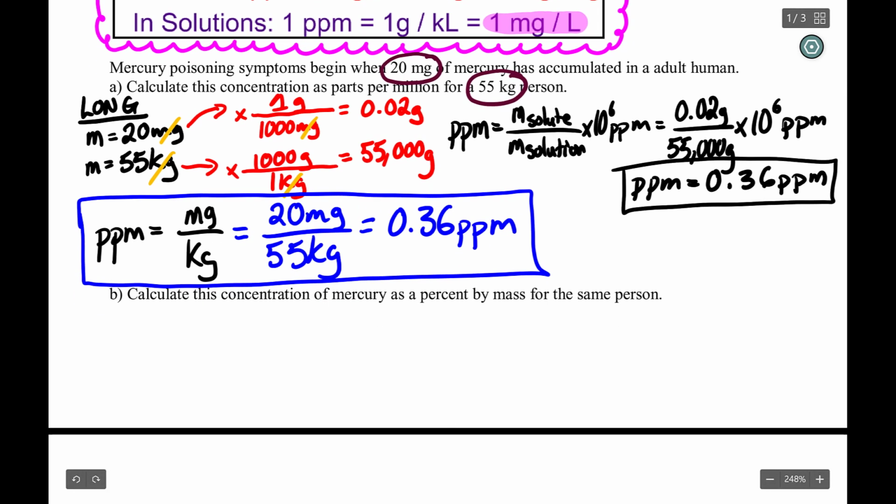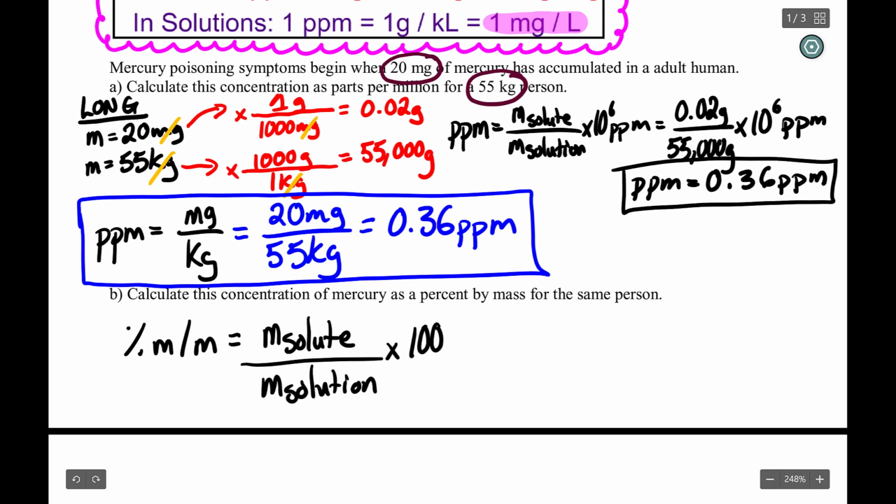So question B here, we're still using the same stuff. It just says calculate this as a percent by mass for the same person. The reason we're doing this question is to show how similar the 2 equations are. I've already converted both of these units into grams, so that's done for us. I'm going to bring those numbers down. The only difference in the equation is I'm going to multiply by 100 rather than multiplying by a million. So mass percent is the mass of the solute divided by the mass of the solution multiplied by 100%. Again, this is mass percent, not parts per million.